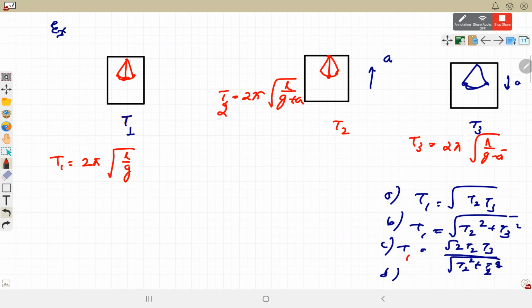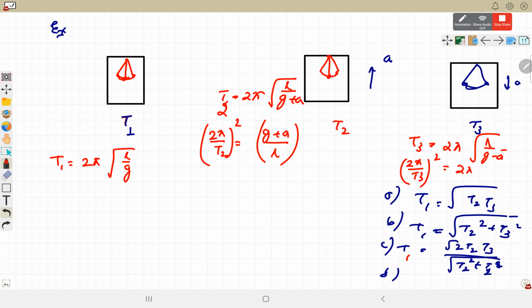2 pi root L by G. T is 2 pi root L by G. T2 is 2 pi root L by G plus A, and T3 is 2 pi root L by G minus A. So what we can do here is, 2 pi by T2 whole square will become G plus A by L, and similarly 2 pi by T3 whole square will be equal to G minus A by L.